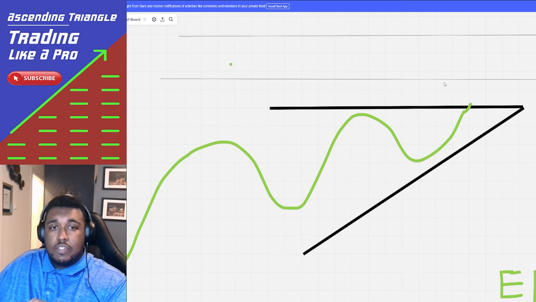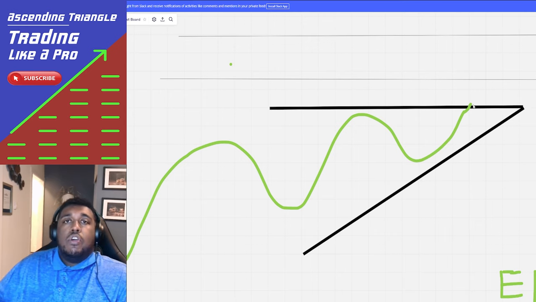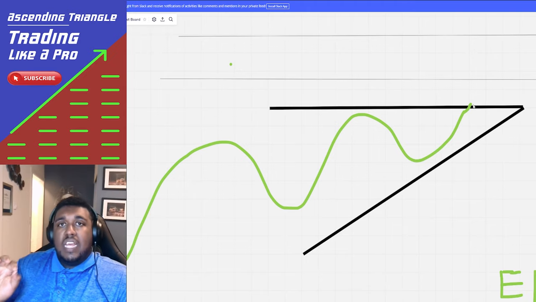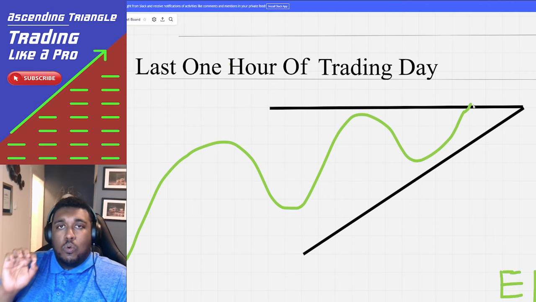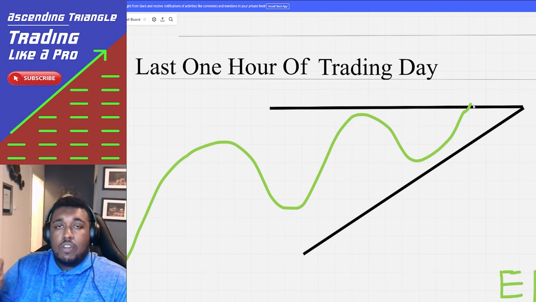Now that you guys know that little tidbit, when you buy the breakout, or the breakdown, you will only open a position in the last 1 hour of the trading day. And why is that? It's because the breakout is not confirmed until the daily candle closes above that breakout, above that level of resistance here on this triangle.